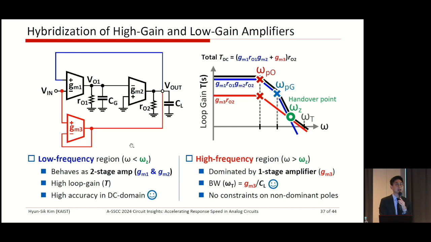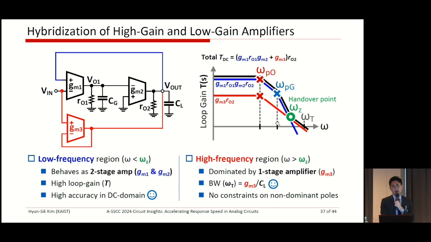This is a single-stage path, and then we can hand over the signal transfer to the single-stage design. This is hybridization. As you see, the final output is formed by the GM3 current and GM2 current. Therefore, paralleling these two amplifiers is no problem. Before this point, the two-stage amplifier dominates the response, so we can still achieve very high gain.